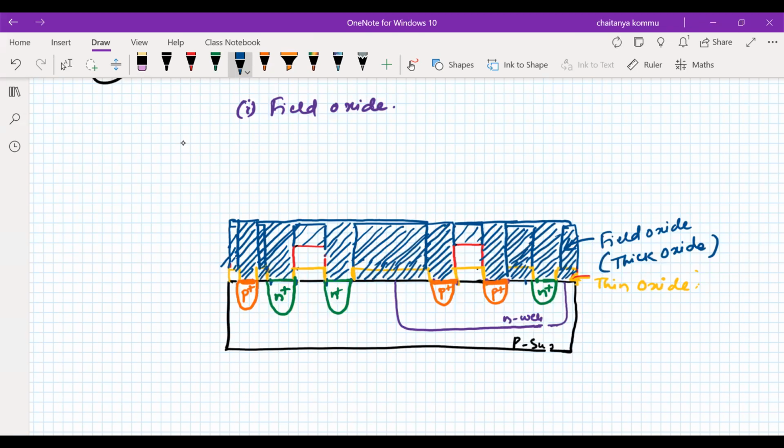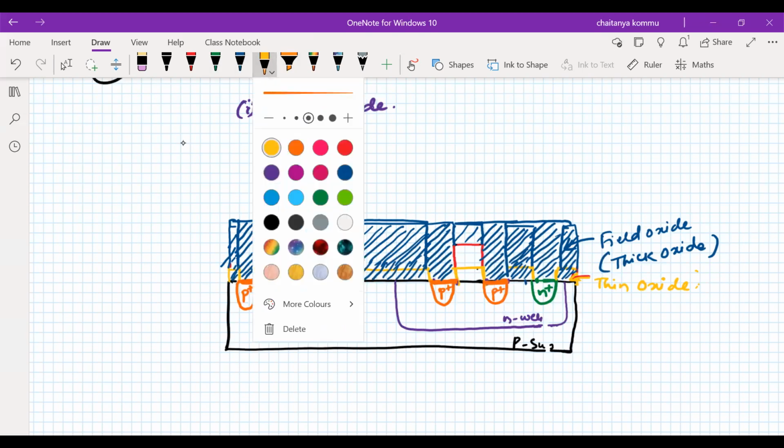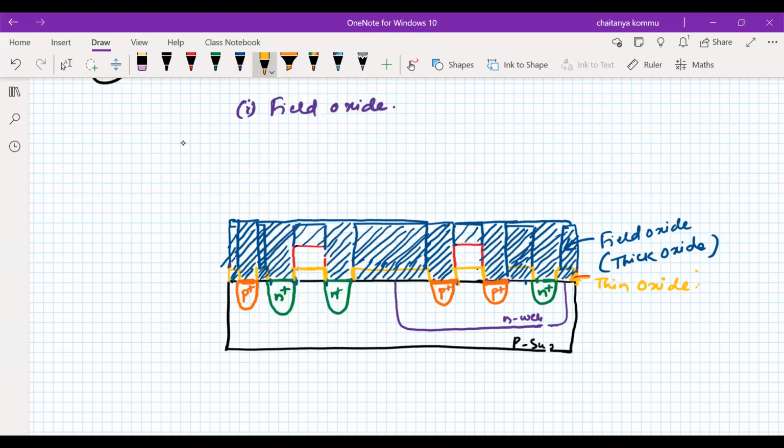Okay, so please remember why I'm doing it like this. But only at the gate point, it is necessary to remember that in the gate region only, it is very essential that there is a gate oxide. There is a gate oxide. Here also there is a gate oxide. Okay, here we have a polysilicon. Here also we have a polysilicon.